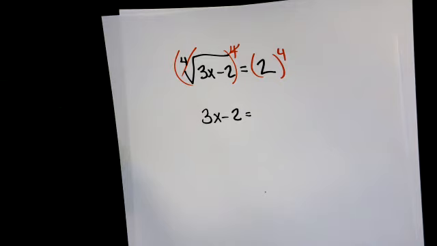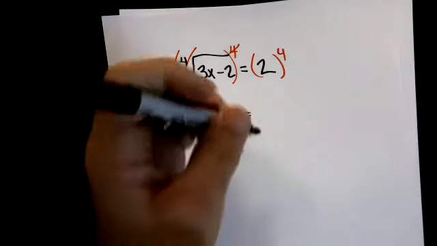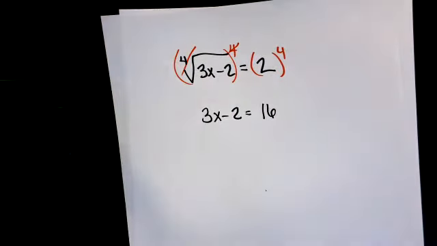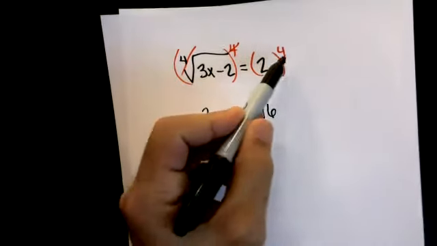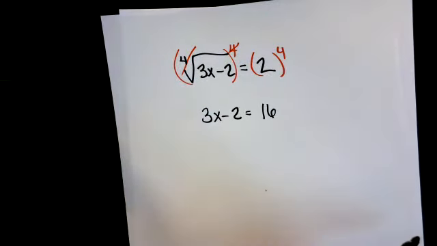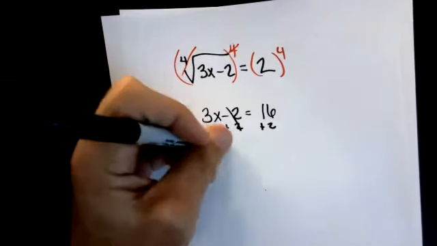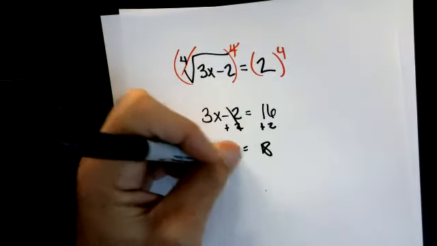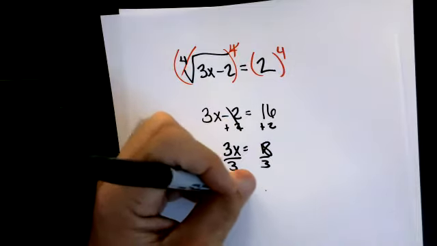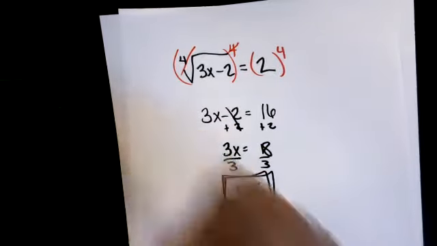2 times 2 is 4. 4 times 2 is 8. 8 times 2 is 16. So remember, you're actually taking this number to this power. Anyway, go to solve, add 2 to both sides. 3x equals 18. Divide, x is 6.